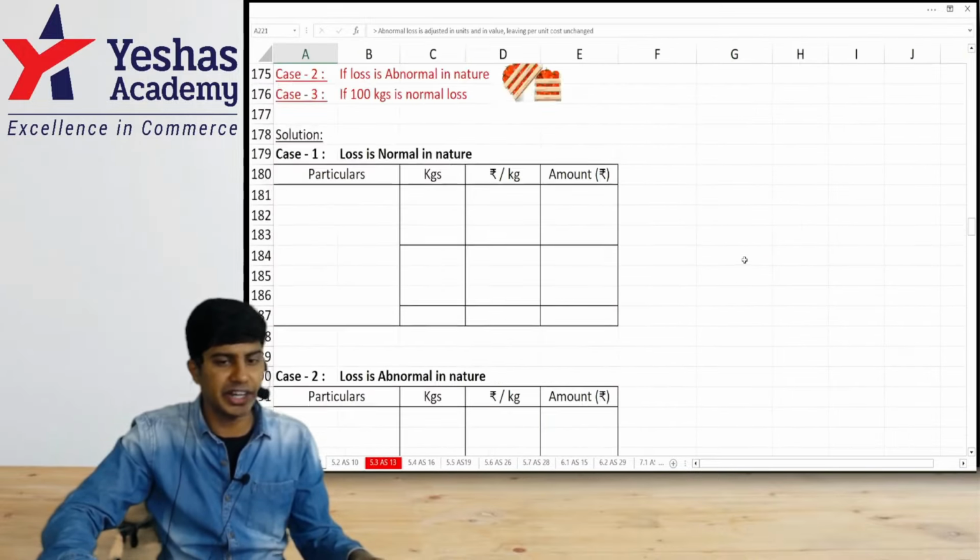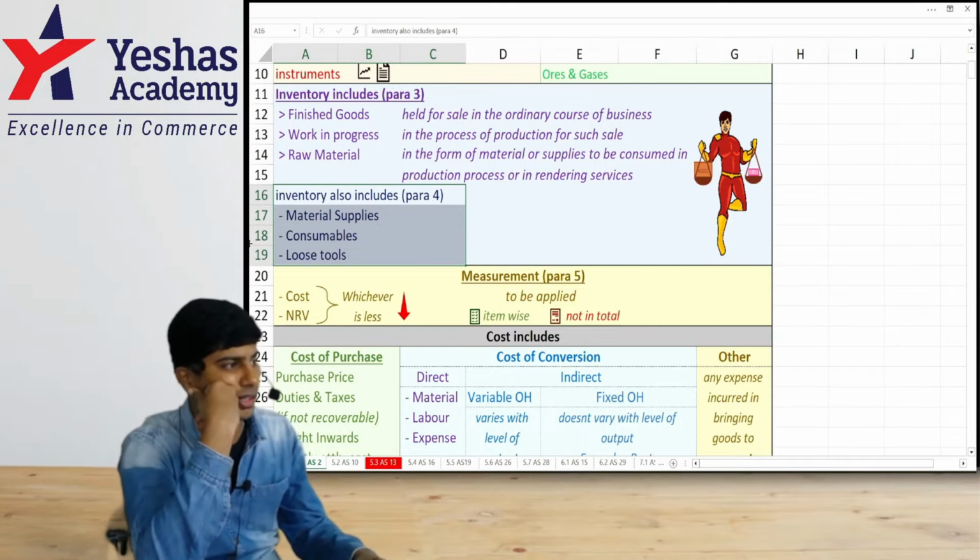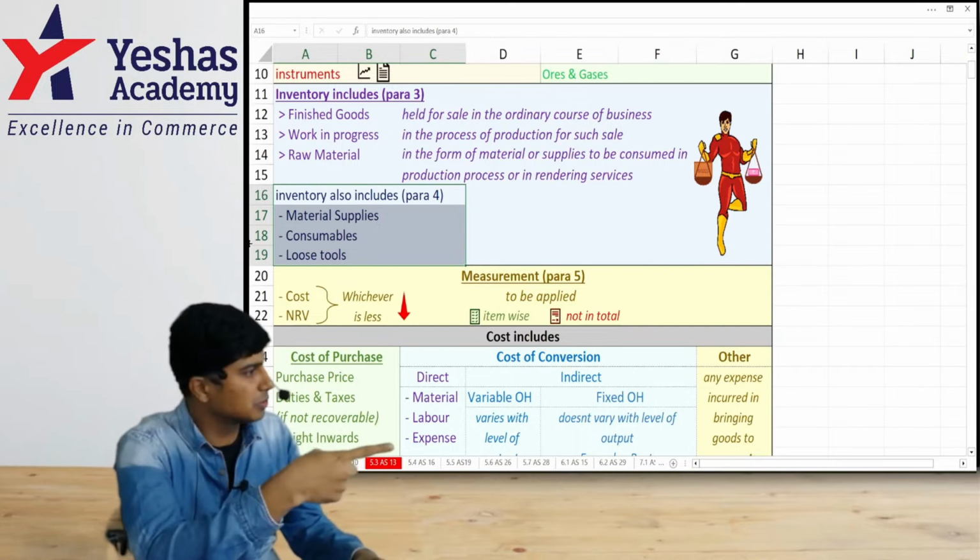5.1 Accounting Standard 2, we have clearly discussed this in the chart, stating that certain items are considered as inventory. See here, material supplies, consumables and loose tools will be treated as inventory. They don't fulfill the definition of inventory as per para 3. It is not finished goods, it is not WIP, it is not raw material, but still treated like inventory because they don't have any other place to go. Inventory will say it's okay, come, I'll treat you along with my inventories. Adopted kid. So we write raw material, no, consumption of raw material.